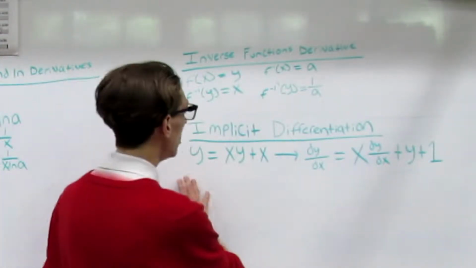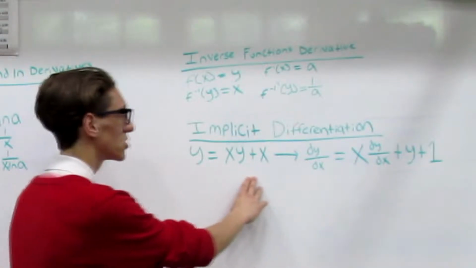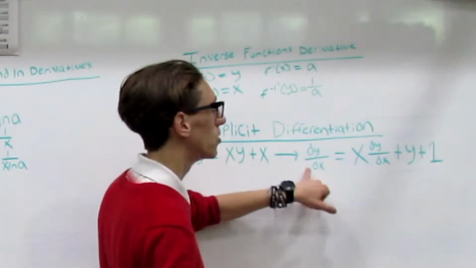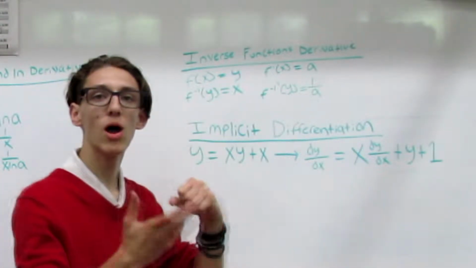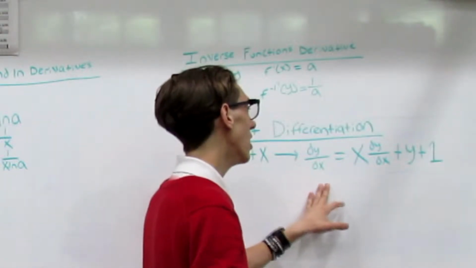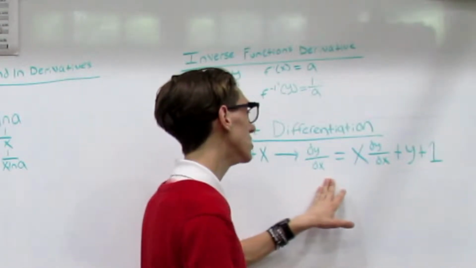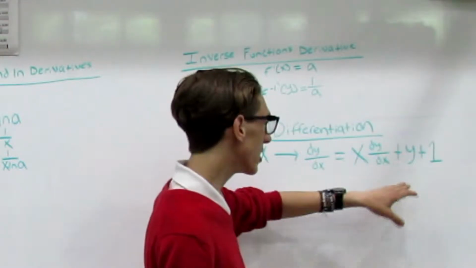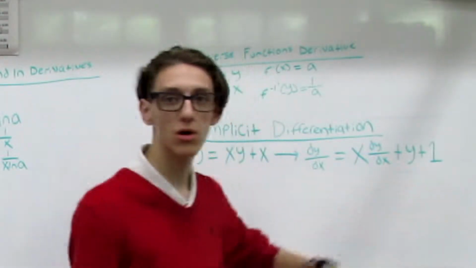Implicit differentiation. Let's say your equation is y is equal to xy plus x. So using dy dx instead of y prime, it would come out to dy dx is equal to x dy dx plus y plus 1.